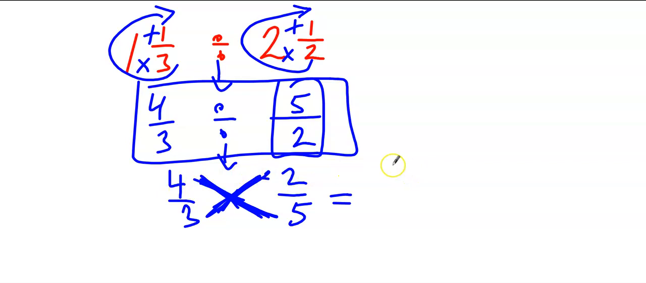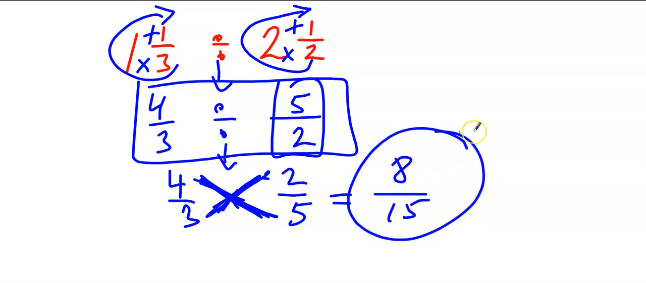4 times 2 is 8. 3 times 5 is 15. 8/15 is our answer, and we're done.